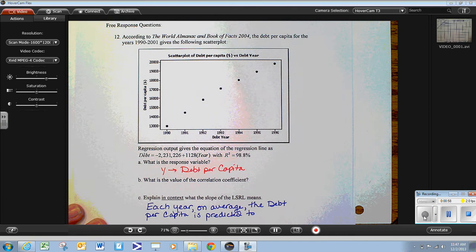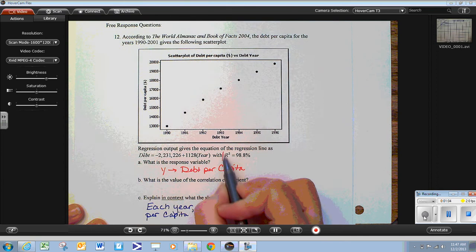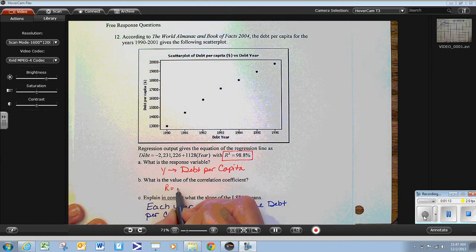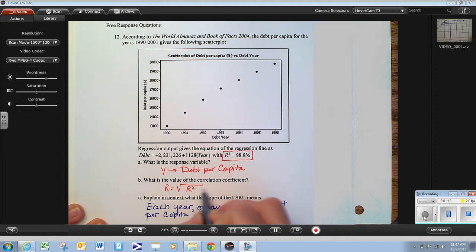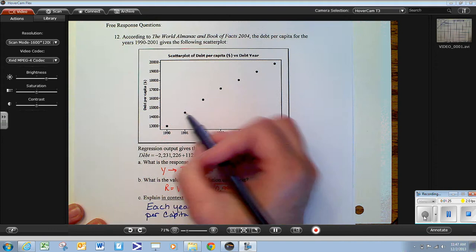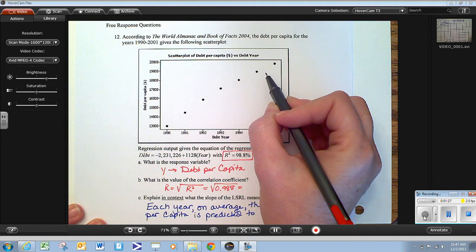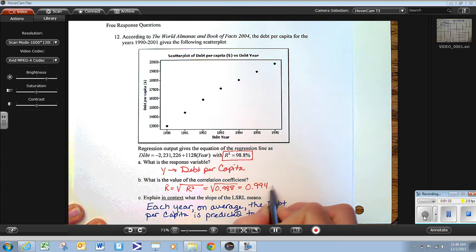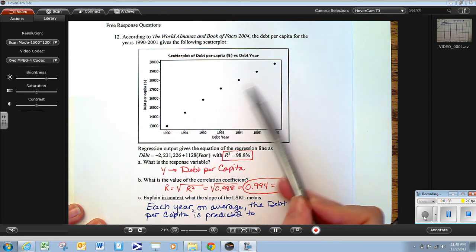Part B, what is the value of the correlation coefficient? So the common error would be to see r squared and use that value. But r squared is exactly what it is, the square of the correlation coefficient. So we need to find r by taking the square root of r squared, but recognize r squared needs to be used in its decimal form of 0.988. And this could come out to be a positive or a negative number. Because we see our slope is positive, we can use that principal square root, which would be positive 0.994. And that's our value of correlation. And you can see it's a strong positive correlation that models well with our picture.